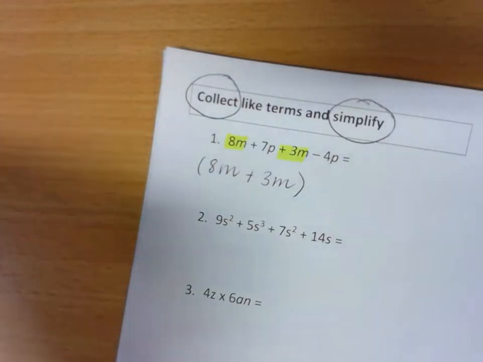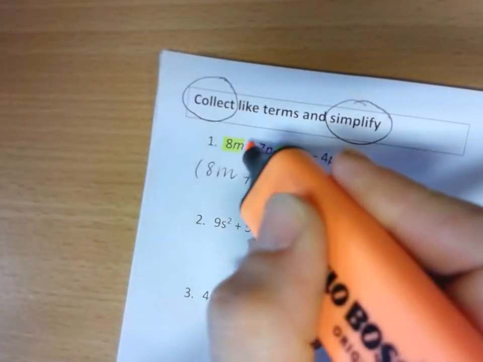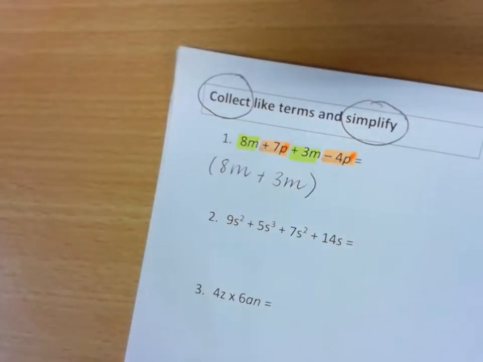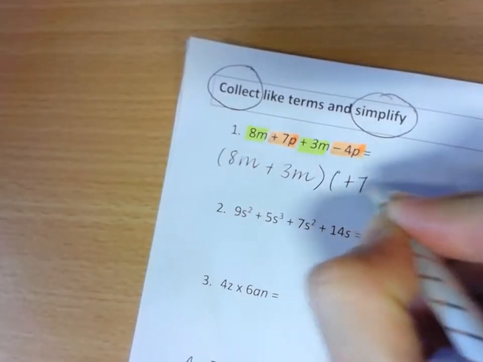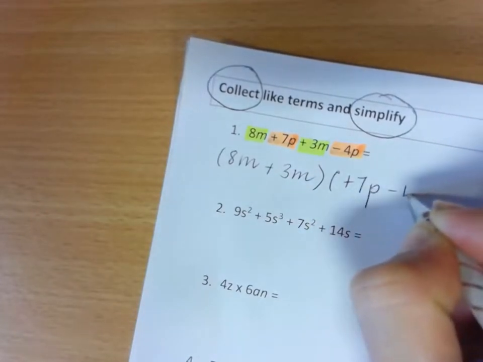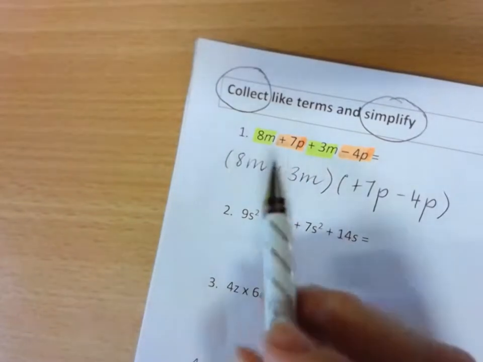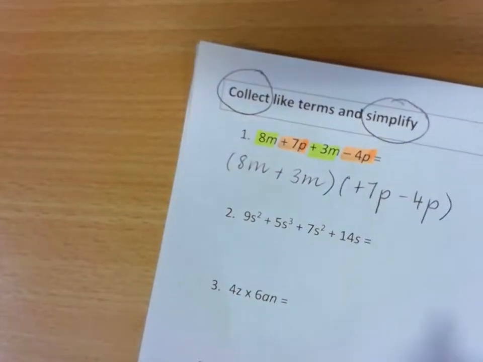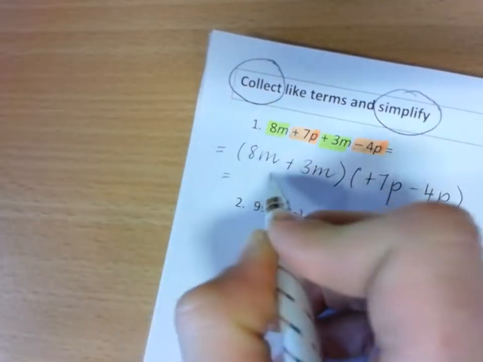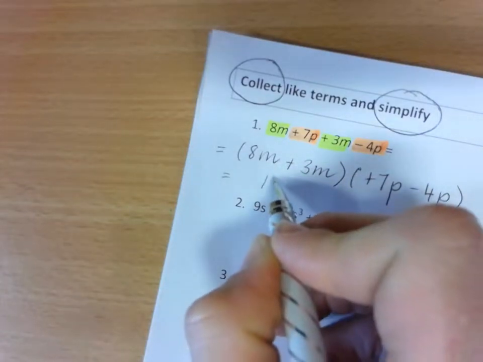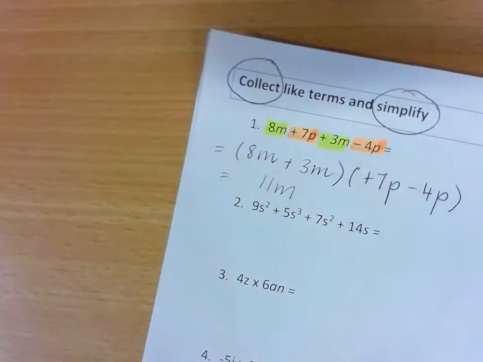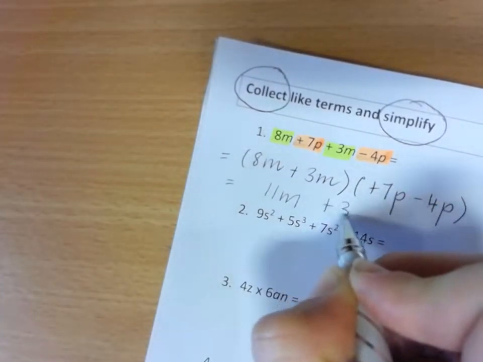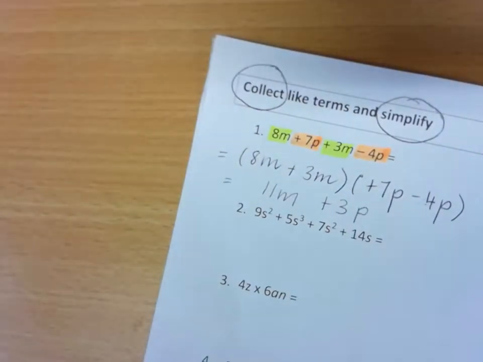Then you would collect your 7p's and you need to collect the operation to the left, and you take away 4p's. So in this bracket will be 7p take away 4p, and that's because of the plus here which comes down and the minus here which comes down. So your simplified version of this expression is 11 m's. Now you've got positive 7 take away 4, which is going to give you positive 3p as your answer.